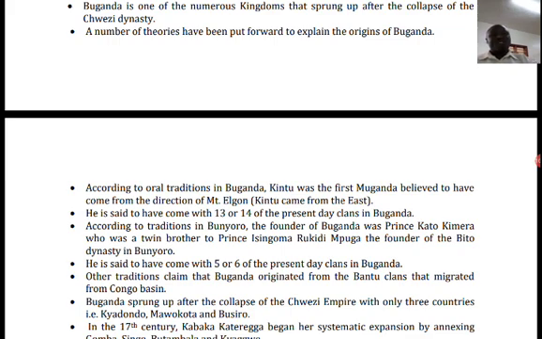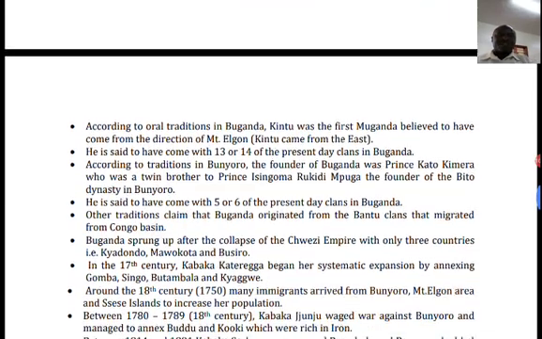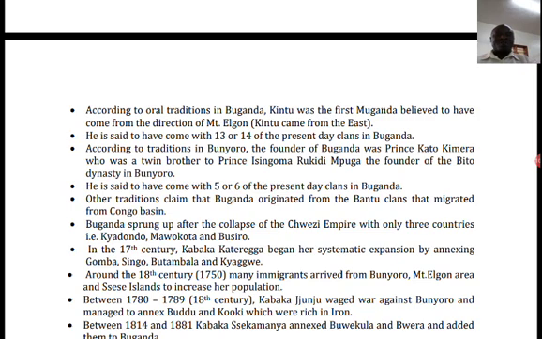Not only that, according to the oral source, which is cited from the Bunyolo's theory, they believe that the Buganda kingdom was established by Kato Kimera. Kato Kimera was a Munyolo and a twin brother to Isingoma Lukidi Mpuga, Lukidi Mpuga, the founder of Luo Babito dynasty.